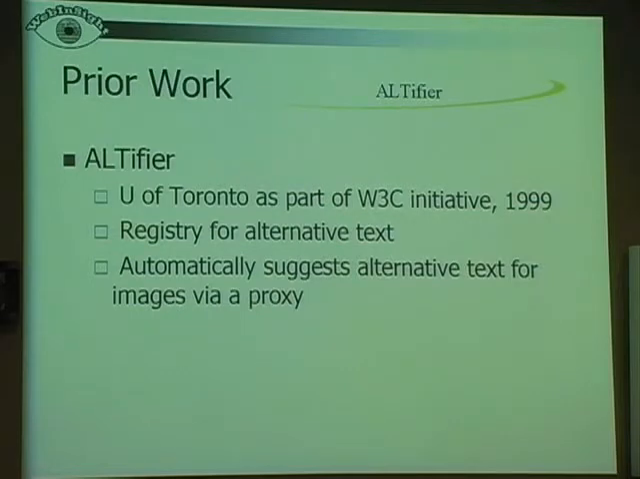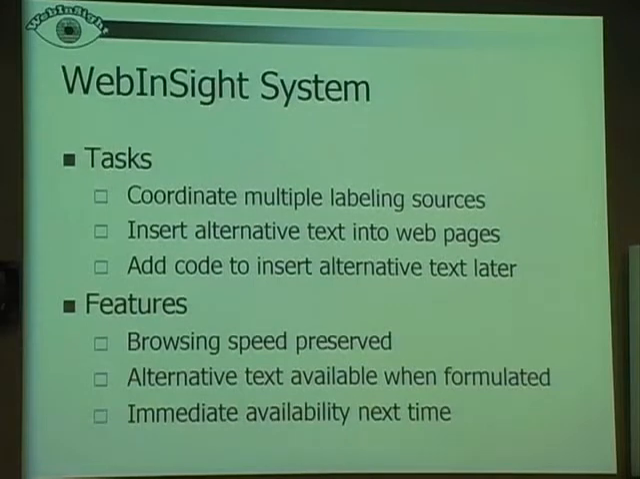It had this concept of a registry of alternative text, a database with alternative text in it. You can imagine that database being seeded in many different ways, like with OCR, with human labeling, with this context labeling we talked about. The only way they seeded it was with the context type labeling. And then it automatically suggests alternative text for images via a proxy. Our system has different ways you can engineer it, and I'll describe some of those in a moment. It's going to coordinate multiple labeling sources. It's going to insert alternative text into web pages via a proxy or via an extension like a Firefox extension. It'll add code to insert the alternative text later if need be.